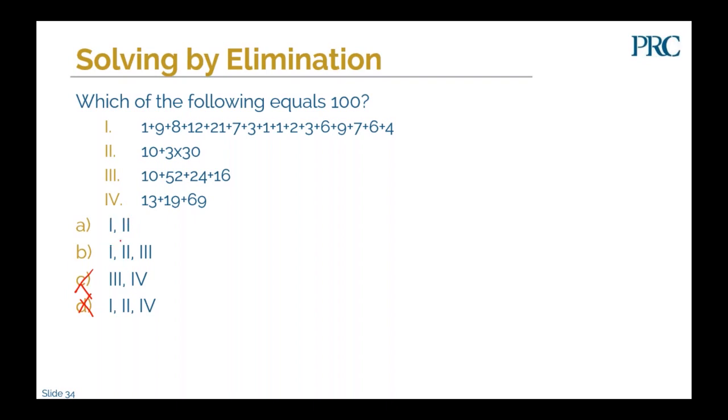1 and 2 are common between A and B, so we only need to read 3. 10 plus 52 plus 24 plus 16 is 40 and 92 and 102. So 3 is not 100. 3 is wrong. So the answer is A. Now notice, we only had to do 2 formulas. We did not have to go through all 4 options.